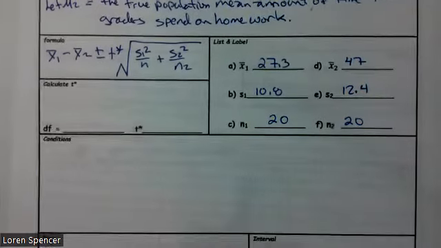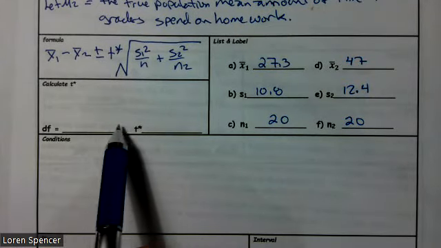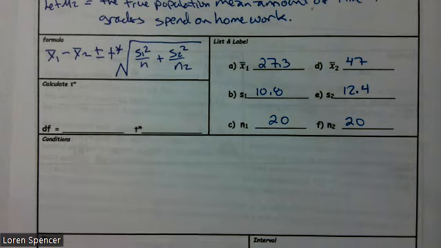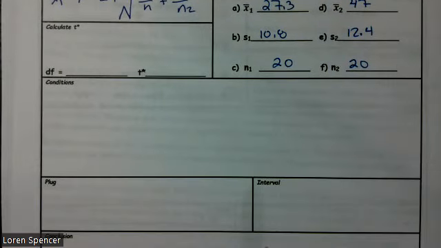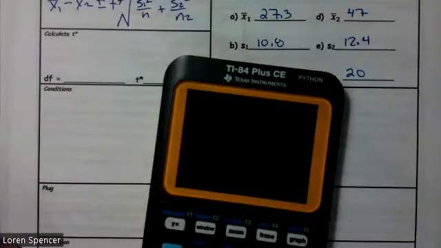So it asks us to calculate t star and to do our degrees of freedom, but we can't do that until we run the test. So let's go ahead and take a moment and we'll actually run the test right now. All right.